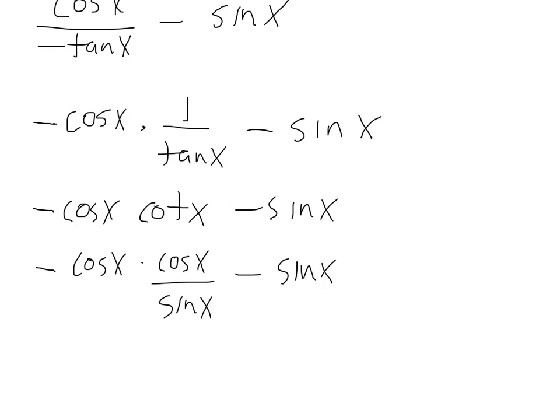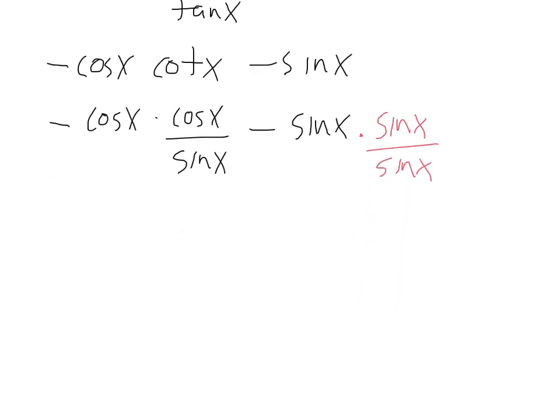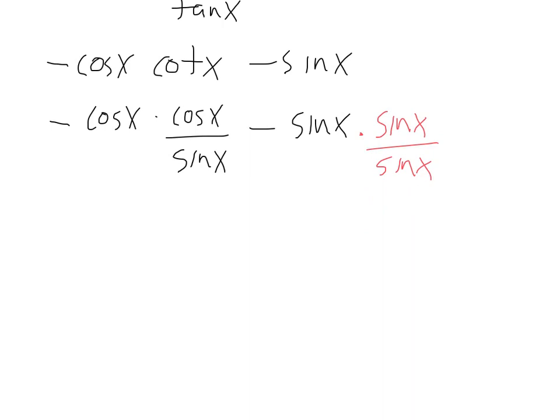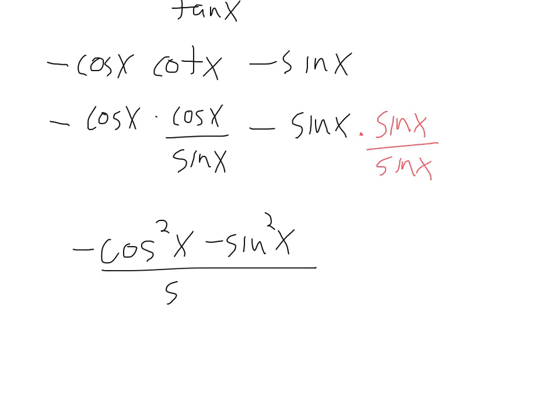Now I see fractions, so I'm going to work on the right one, multiply by sine x over sine x, so that I can get a common denominator. Just trying to simplify, and when you have two fractions, usually the simplification means combine those fractions together. Alright, we now have minus cosine squared x minus sine squared x all over sine x.